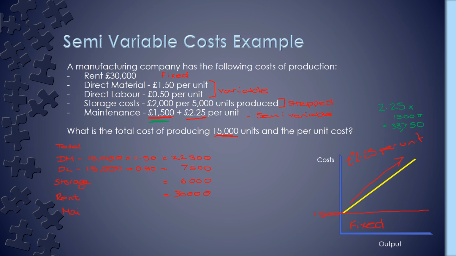So when we come to working out the maintenance side of it, our total is actually going to be 35,250, which is the variable element of it plus the fixed element. So when we then add all of that up together, we then get our total cost of 101,250 for our 15,000 unit production, which then means our per unit is 101,250 divided by our 15,000 level of production, which gives us £6.75 per unit cost.